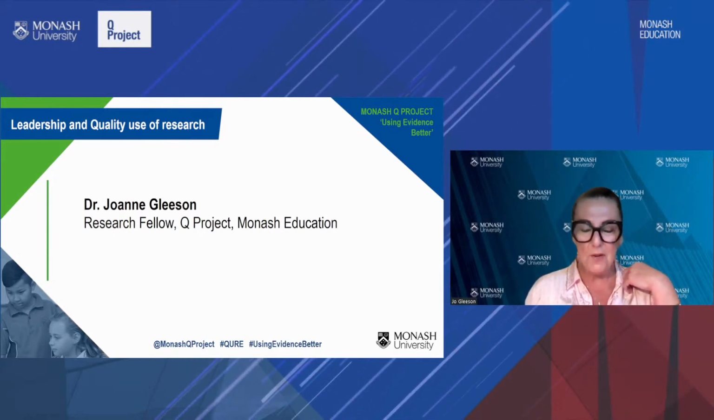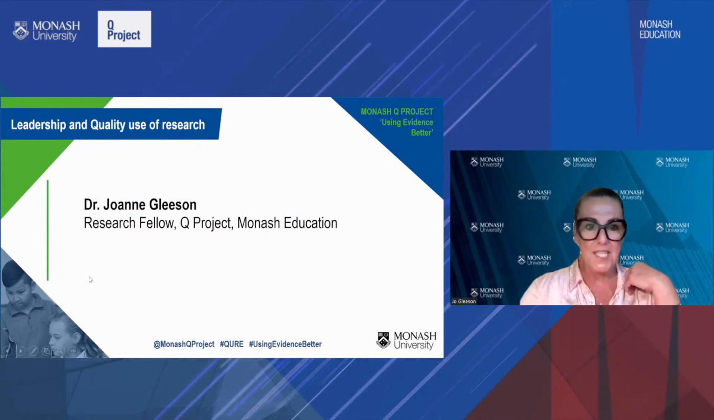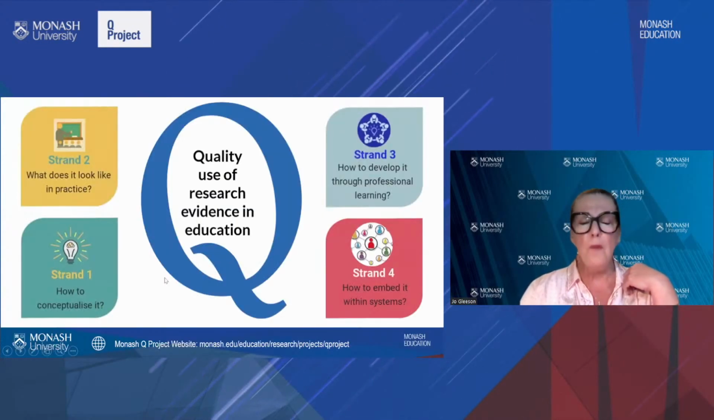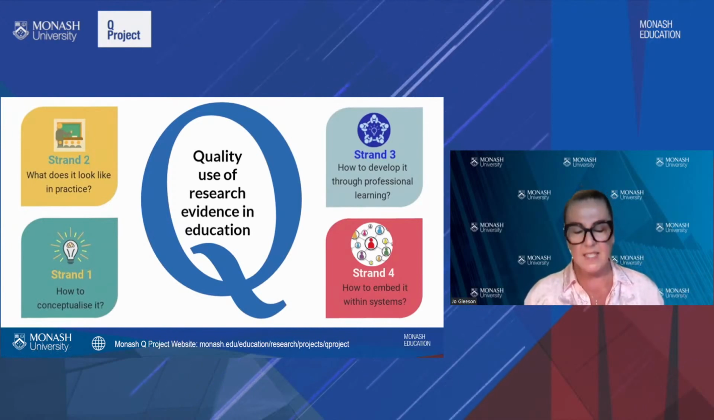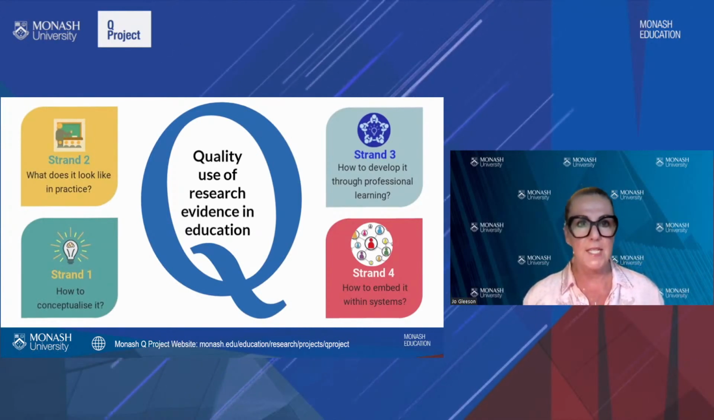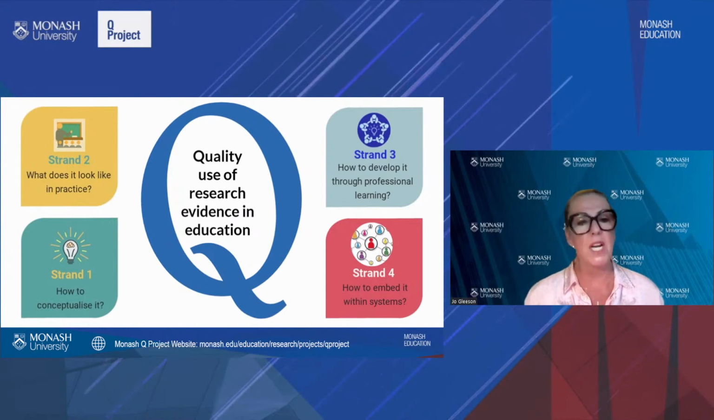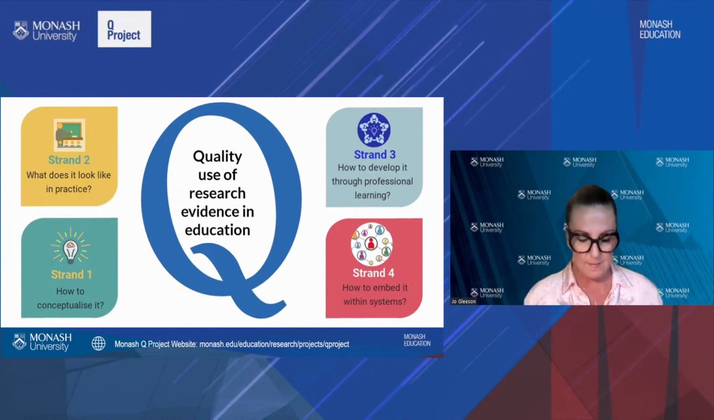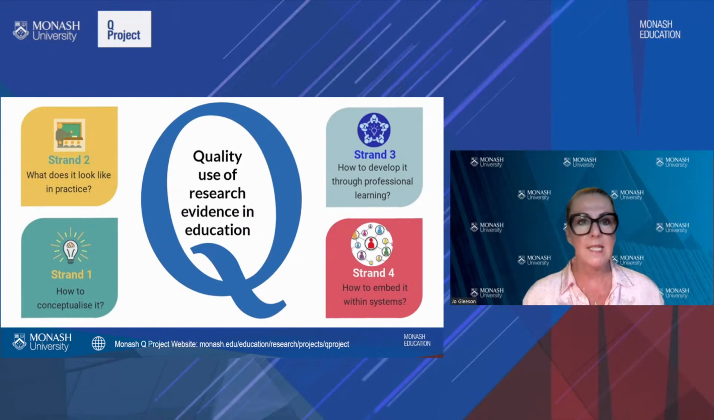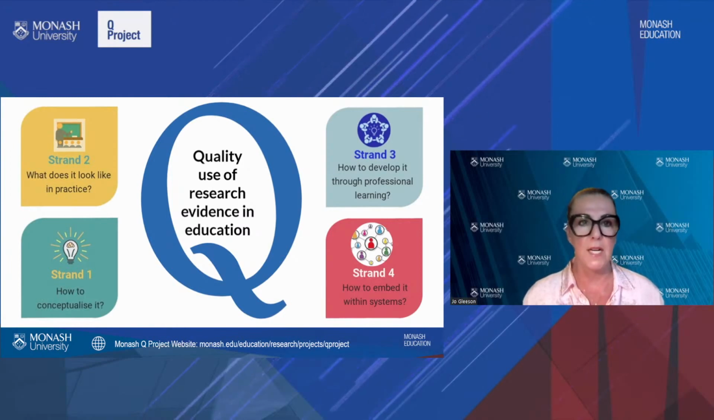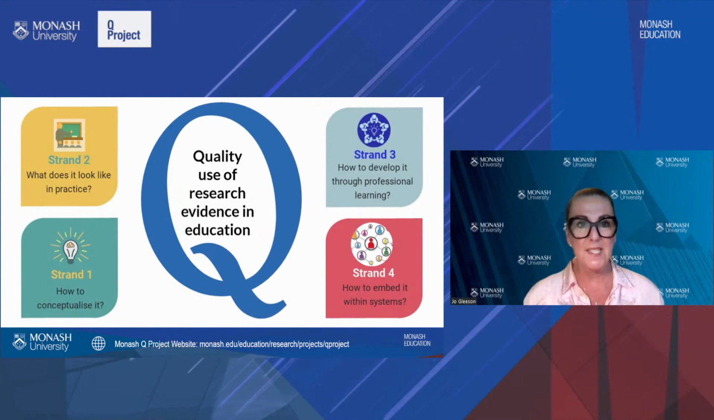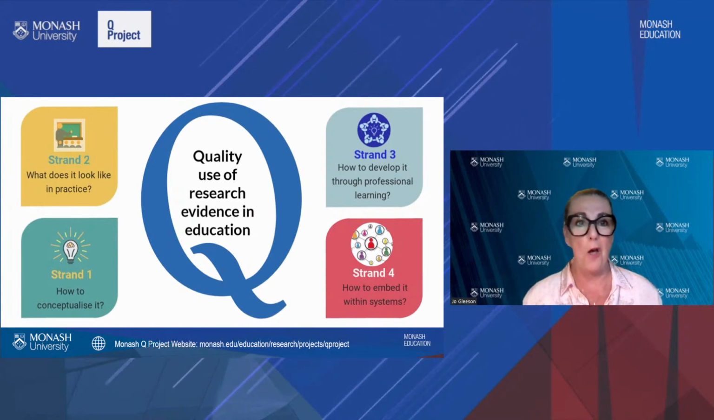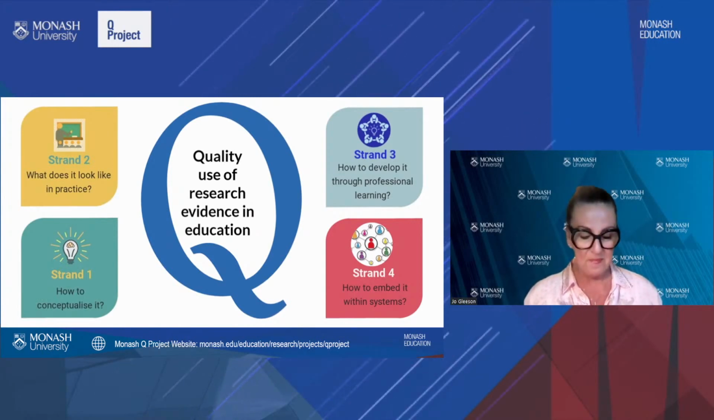For those of you not familiar with the Q project, or for those of you just wanting a bit of a refresher about what we're all about, the Q project is a partnership between Monash University and the Paul Ramsay Foundation to understand and improve the use of research in Australian schools. We're 3 years into what is a 5-year journey, so we're over halfway at this point.